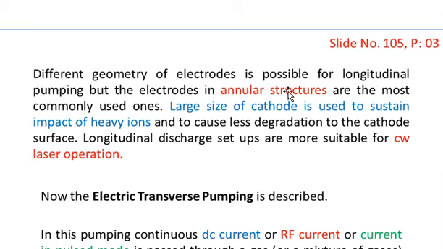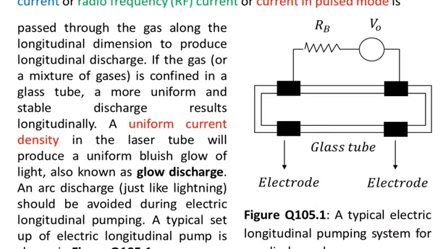Different geometries of electrodes are possible for longitudinal pumping, but electrodes in annular structures are the most commonly used ones. You see that here this is an annular structure of the electrode. This is in the form of a ring around the tube, and this electrode is also in the form of a ring around the tube, which we can call an annular ring or annular electrode.